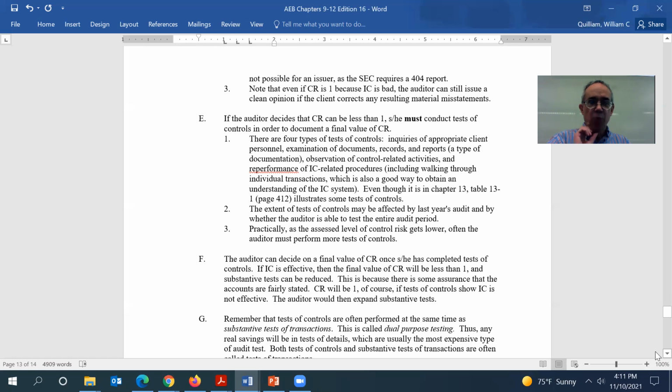Well, then number 3, practically, as the assessed level of control risk gets lower, often the auditor must perform more test controls. As the assessed level of control risk gets lower and lower and lower, that means internal control is working better and better and better. We've got to prove why. So conduct more test controls. Any questions so far? All righty.